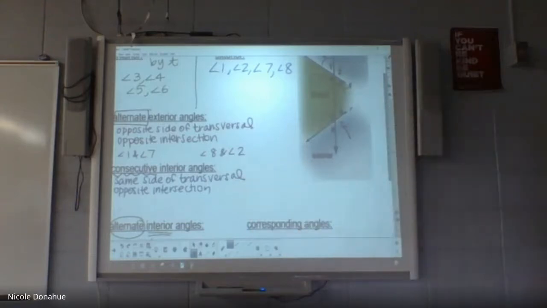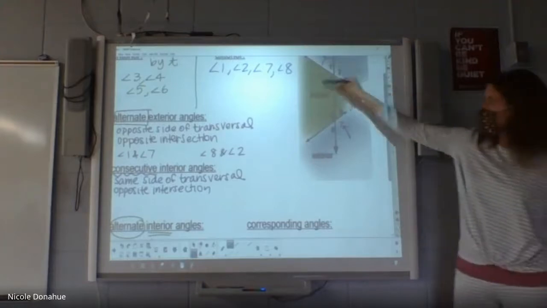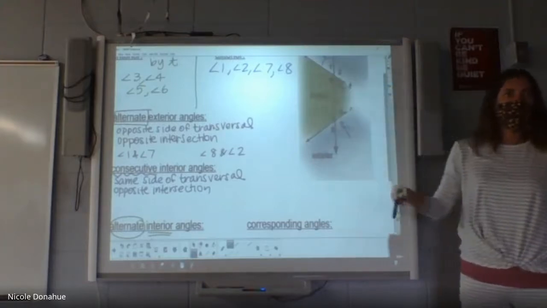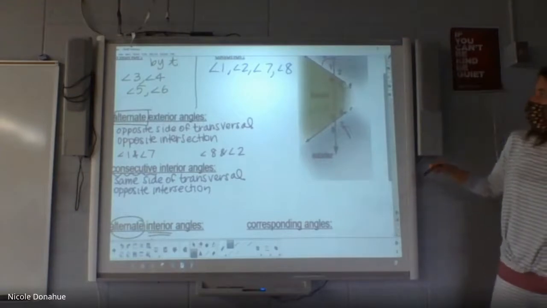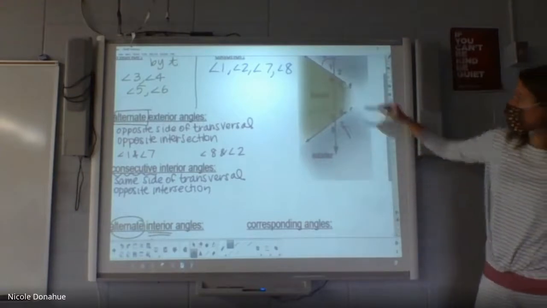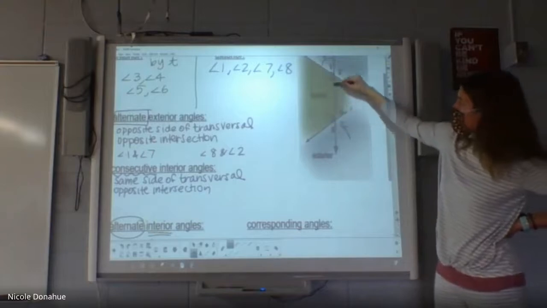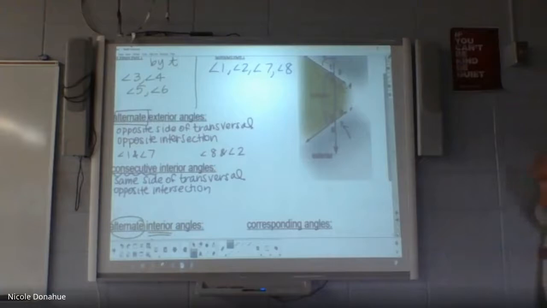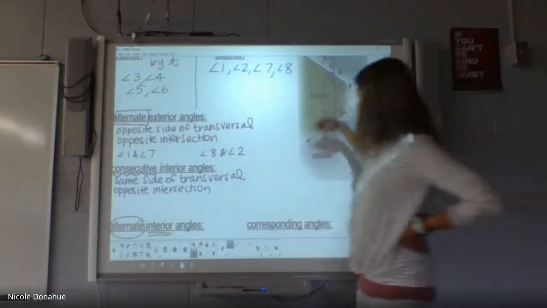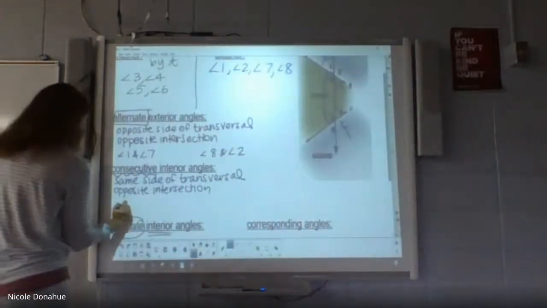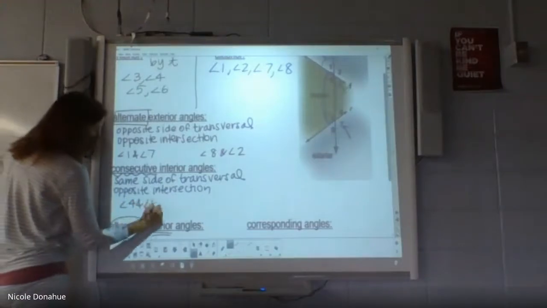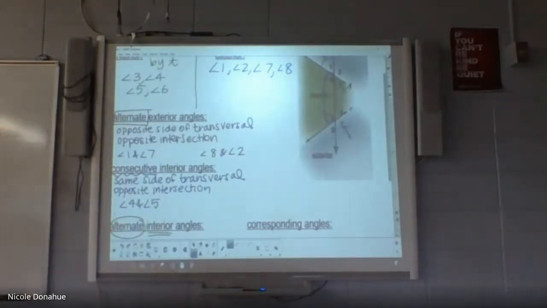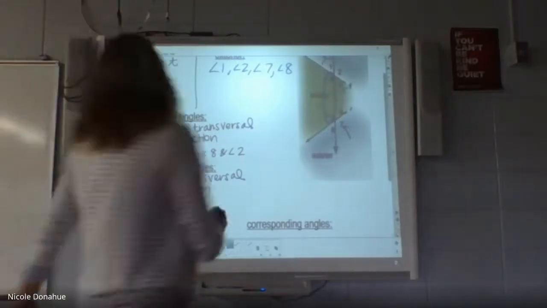So what do you think? Anyone think they got it? So they have to be on the interior. Well, angles 5 and 4, yeah, so 4 and 5 are consecutive interior angles. They're on the same side of the transversal, but on the inside, and they're on the opposite intersection. So 4 and 5. And then what's the other pair? Yeah, 3 and 6.